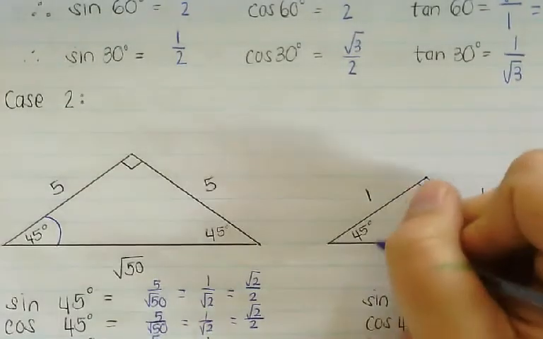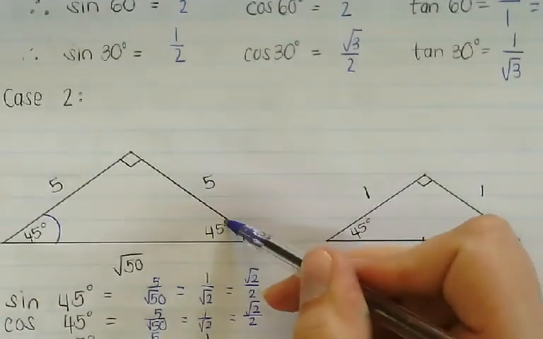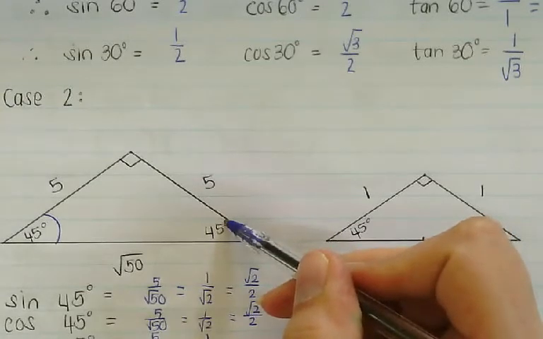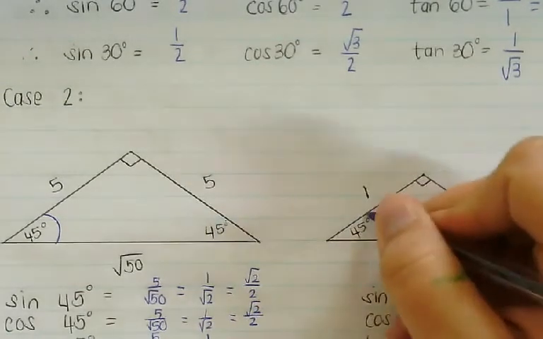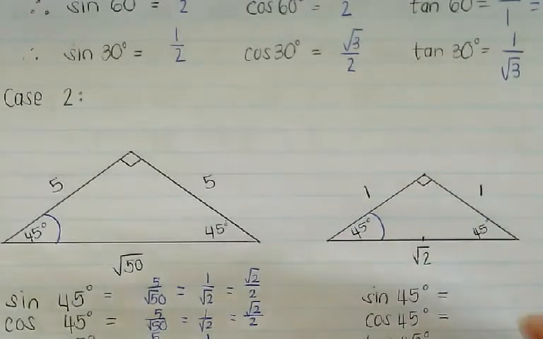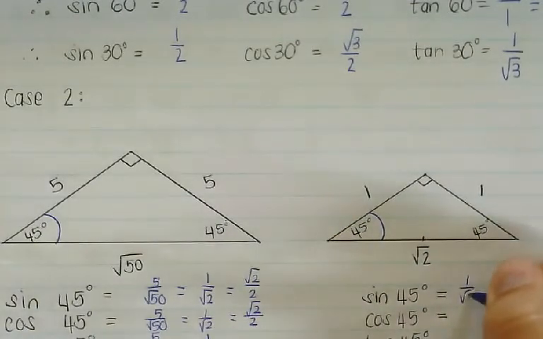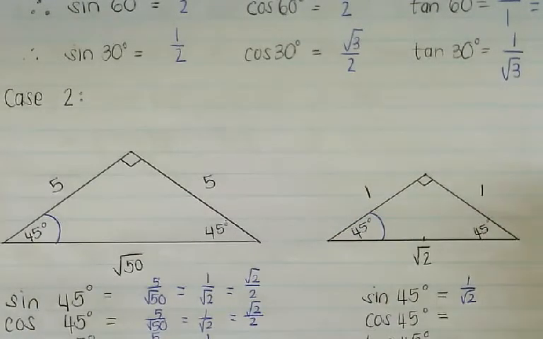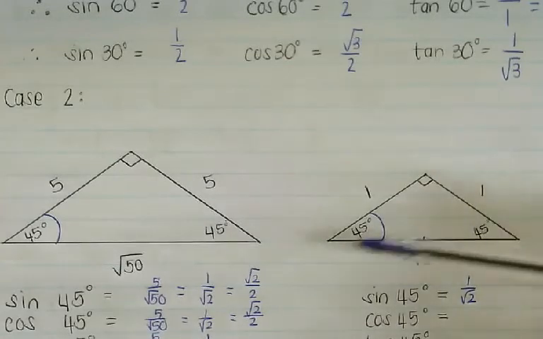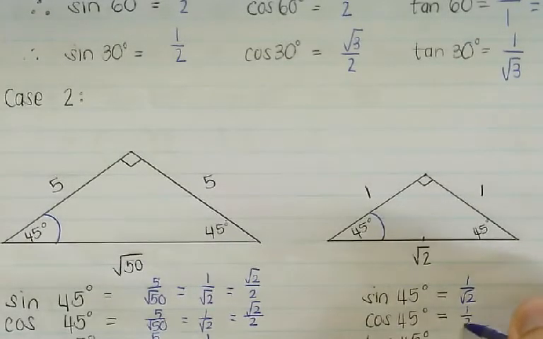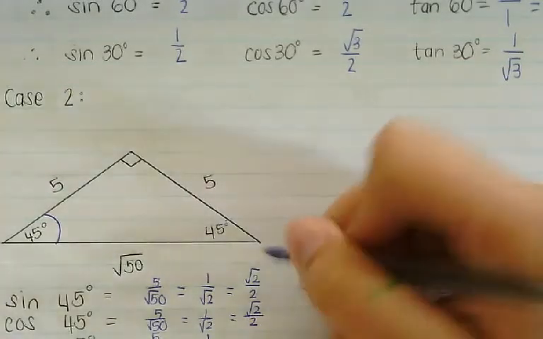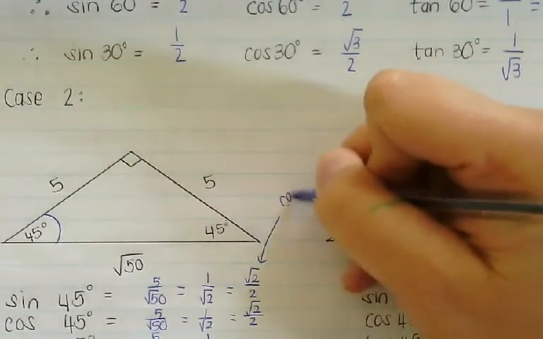Checking this calculation, would I need to check the other 45? Is it going to change anything? Definitely not. Okay. Checking in the smaller triangle, 1 over square root 2, one over square root 2, and 1 over 1 is 1. And this, just a reminder, your calculator might give you that.